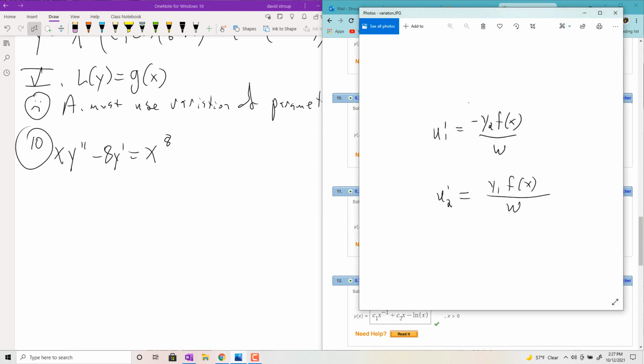I'm looking for, there we go. Okay, so I always got my formulas for variation of parameters sitting around. I click those open so I can work through this problem. Okay, so first I'm going to get the complementary solution.